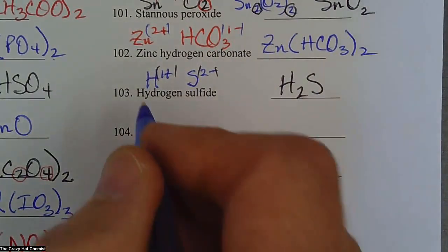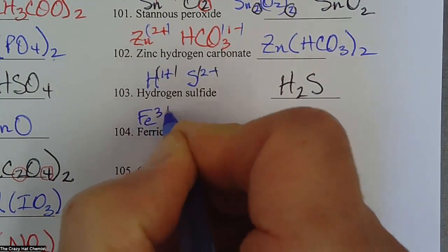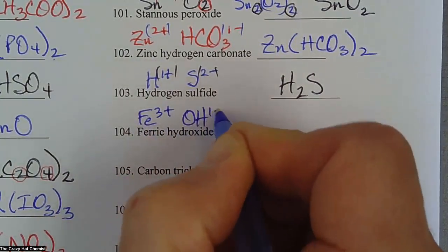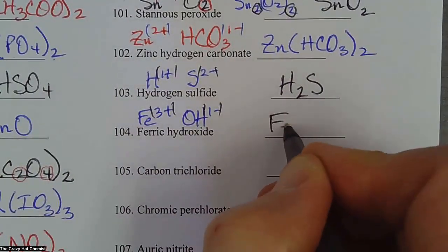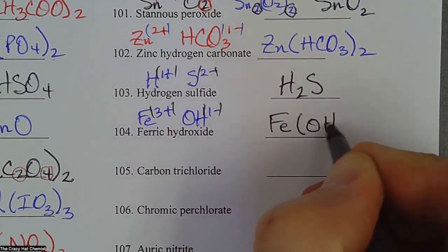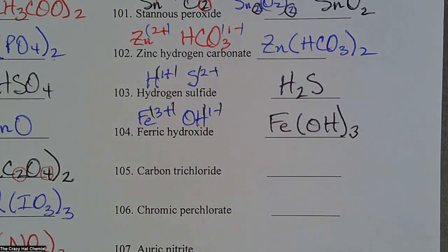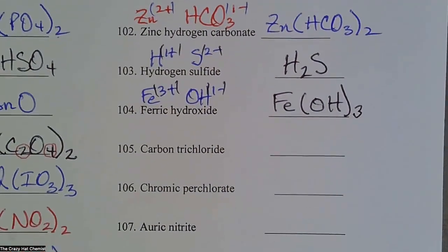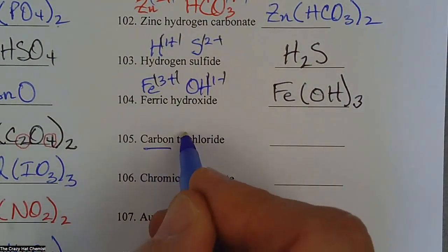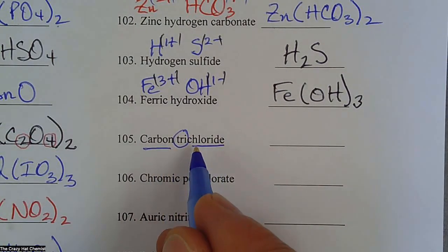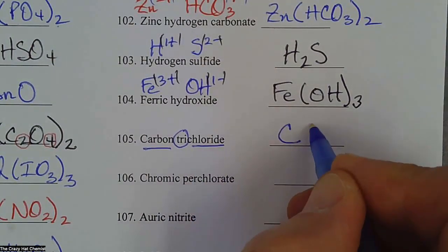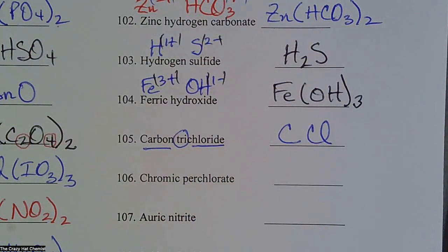Then the next one is ferric hydroxide, that is Fe3 plus OH 1 minus. I'm going to take the absolute value of these two here. I get Fe(OH)3. The next one is carbon trichloride. So binary nonmetal compound. So this has prefixes. So it's carbon chloride. Tri is for 3. That's a 3 right there.